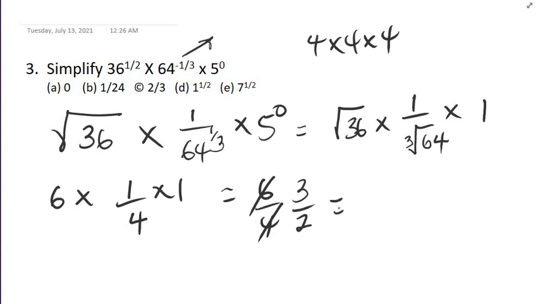How many times can 3 be divided by 2? 1, remainder 1 over 2. So the right option is D. So I'm going to underline it here. Now to question 4.